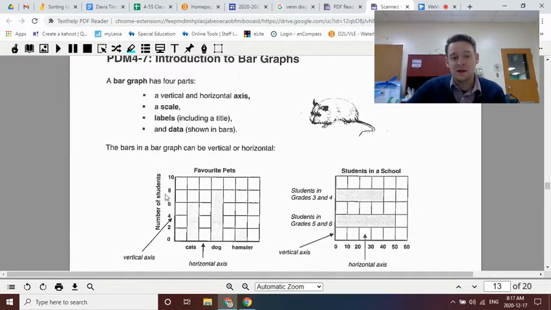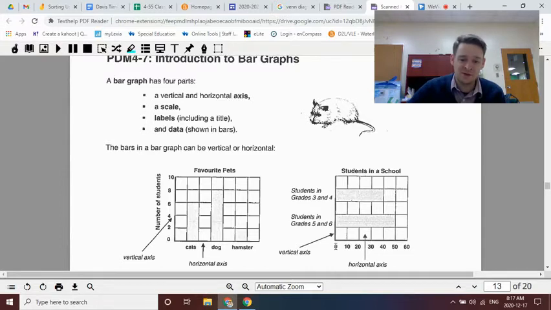So you can have a scale on your bar graph, and that's what keeps track of the numbers part. So your scale can be on the vertical axis like it is in this first graph, favorite pets. Your scale could also be on the horizontal axis. On the second graph, students in a school. It's your choice. You will find that most bar graphs have the scale on the vertical, the up and down axis. Remember that your numbers line up with the lines, not the spaces on a graph. That should help you. And the 0 always starts in the corner.